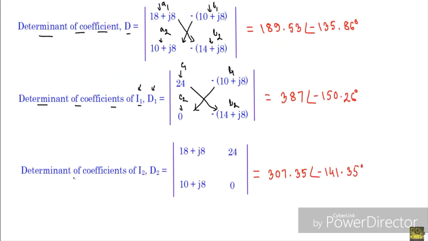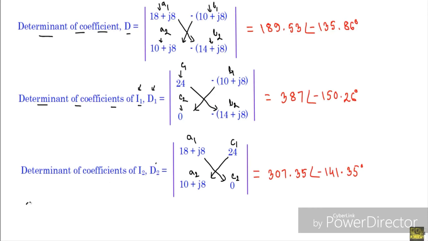So here if I take the determinant of coefficients of I2, that is D2, this one will be A1, this one will be A2. In this column I will replace B1 B2 with C1 C2. Now if I cross multiply this with this, take the minus of cross multiplication of this with this, I will get 307.35 with phase angle minus 141.35 degree. Now I have the determinants of coefficient D, determinant of coefficients of I1 D1, determinant of coefficient of I2 D2.